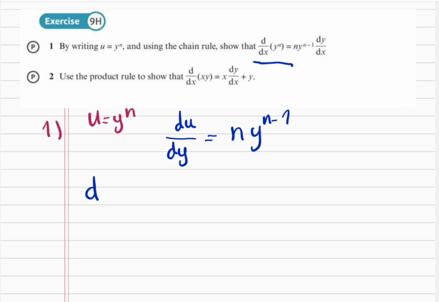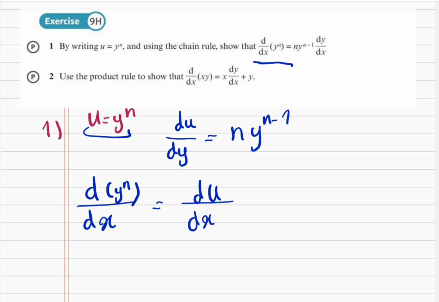In this case, we are going to start with the left hand side. In the left hand side, we have d dx of y to the power of n, and note that we are told that u is equal to y to the power of n. So we can just rewrite this as du dx, because y to the power of n is just equal to u.